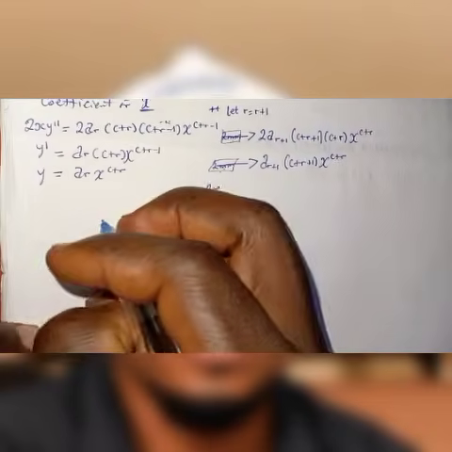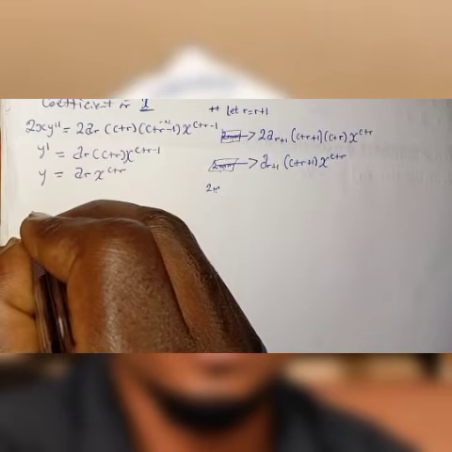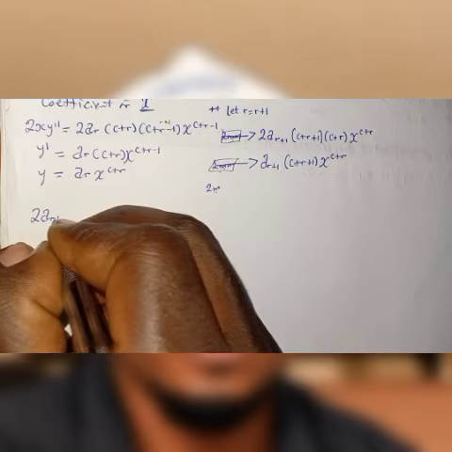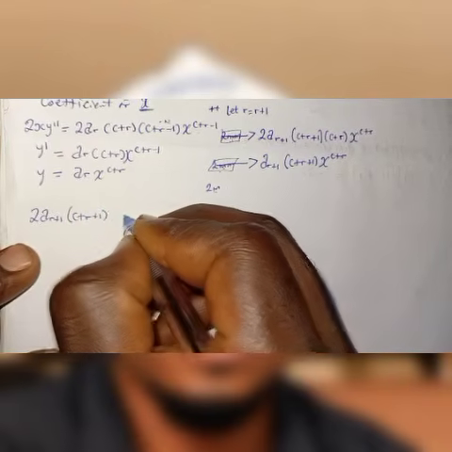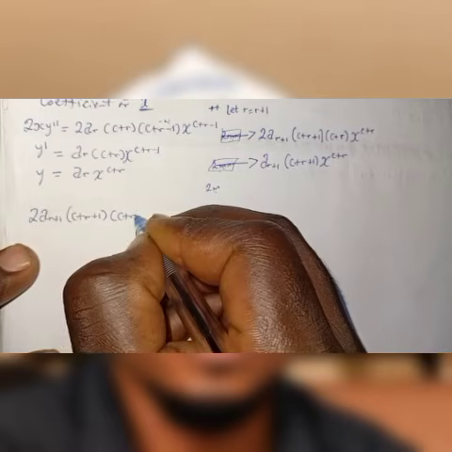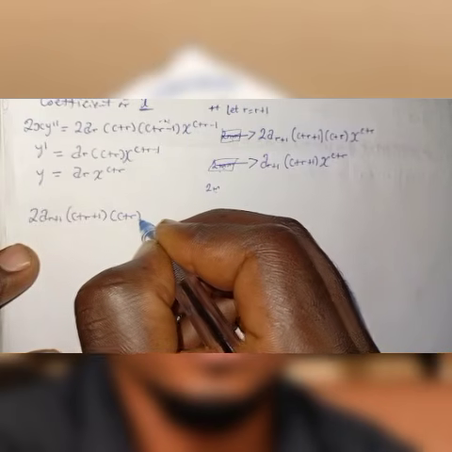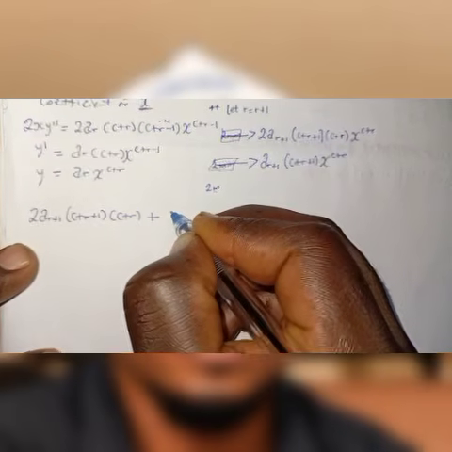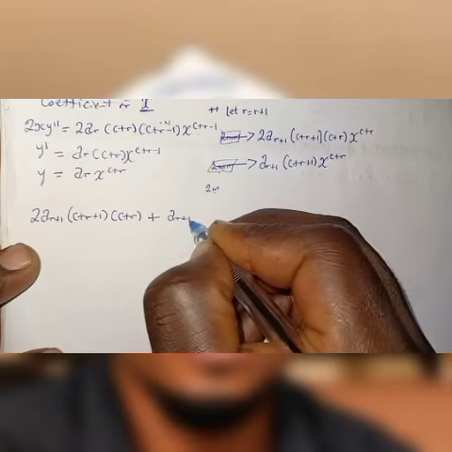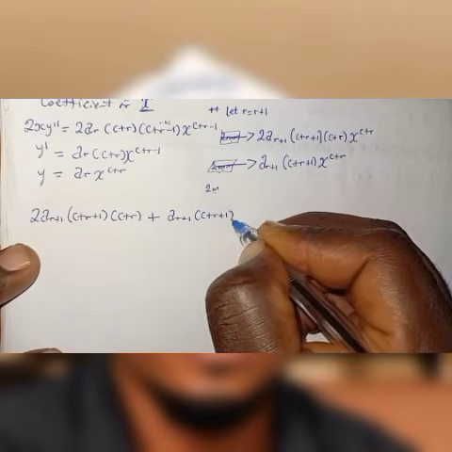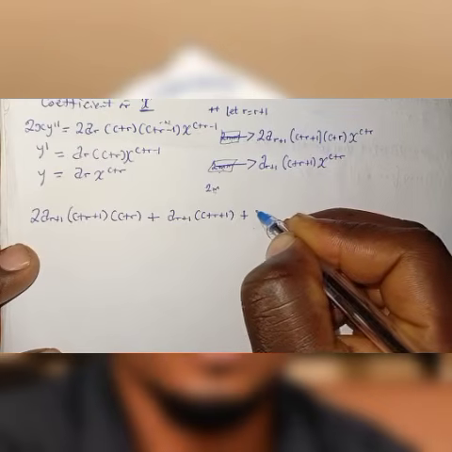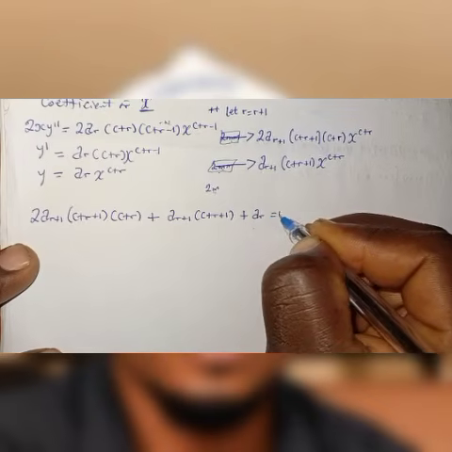Now let's take the coefficients out. So we have 2a_{r+1}, c plus r plus 1, c plus r, that's the coefficient from the first one, plus the second one, a_{r+1}, c plus r plus 1, that's the coefficient for the second one. For the third one, we have a_r, which equals to 0.